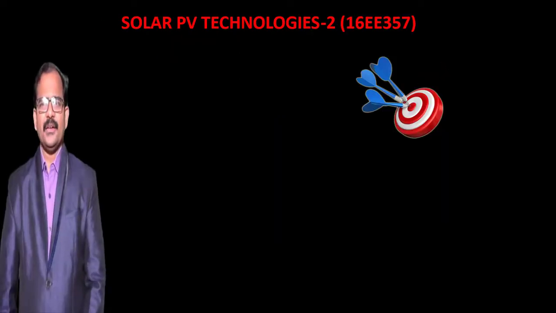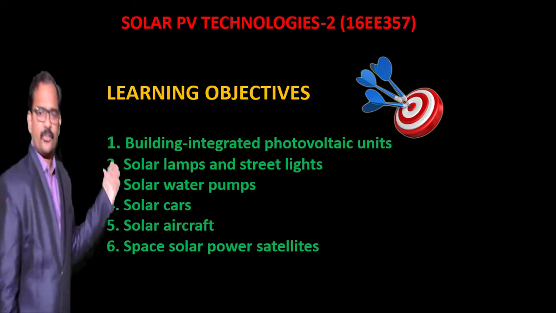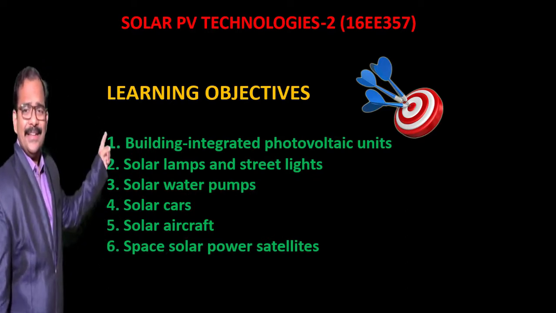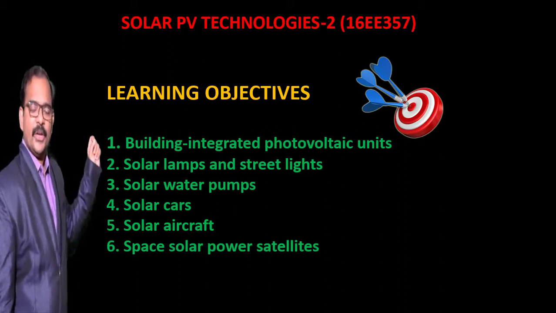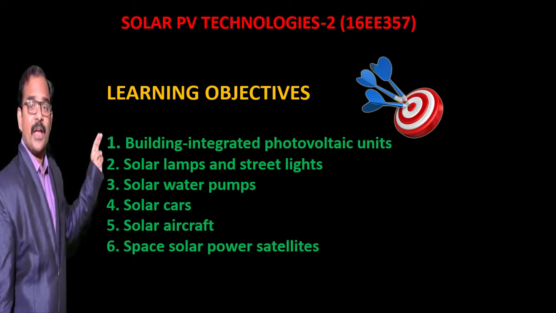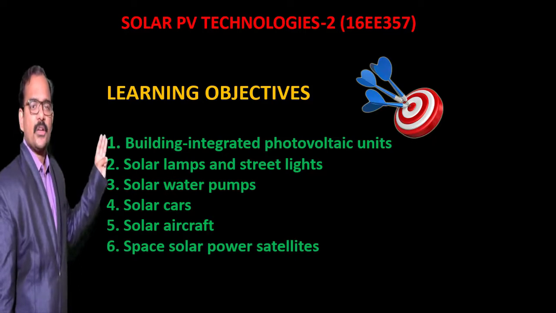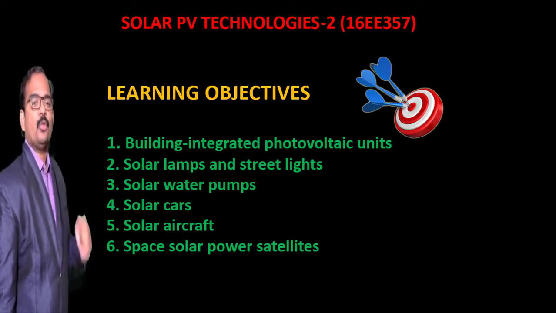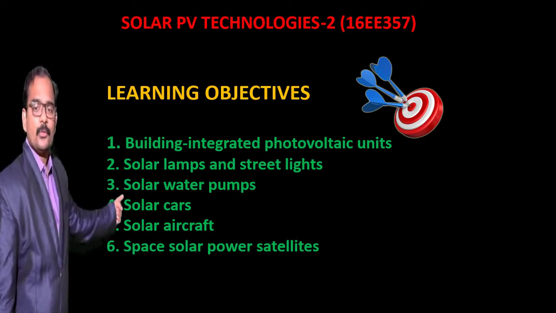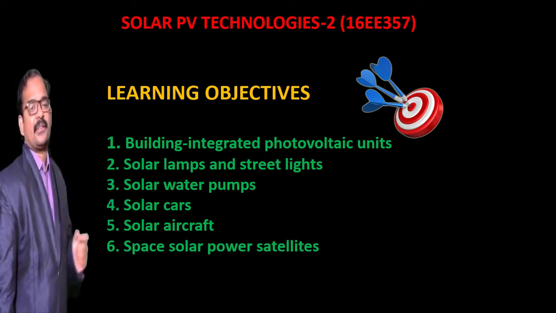Now coming to the learning objectives of today's class, we are going to see building integrated photovoltaic units, and then we are going to see what is solar lamps and solar street lights, and then as a third objective we are going to learn solar water pumps, and then we are going to see solar cars followed by solar aircrafts, and at last we are going to see space solar power satellites in this lecture.